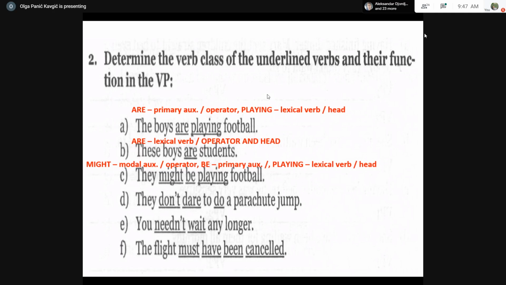So dare is the head, the lexical verb. Don't, or do here with this not, is an operator, primary auxiliary. Good. And now if we look at the second VP, to do, we don't have an auxiliary here. We don't treat to as an auxiliary, by the way. It's just what we call an infinitival particle. So do is the only verb here, and if it's the only one, it is lexical, or main, and it is the head of the phrase. Okay, good. Thank you.